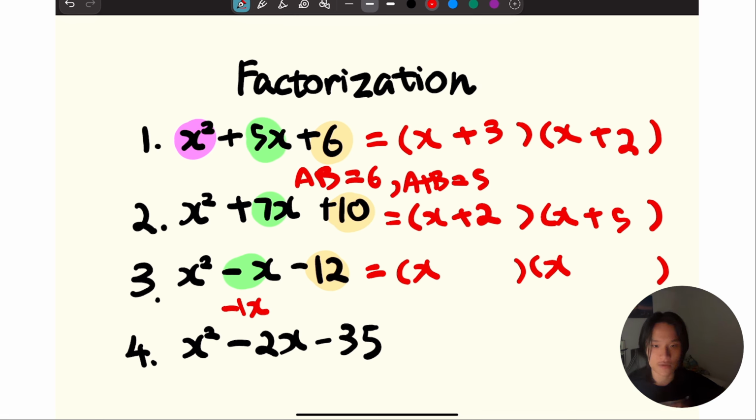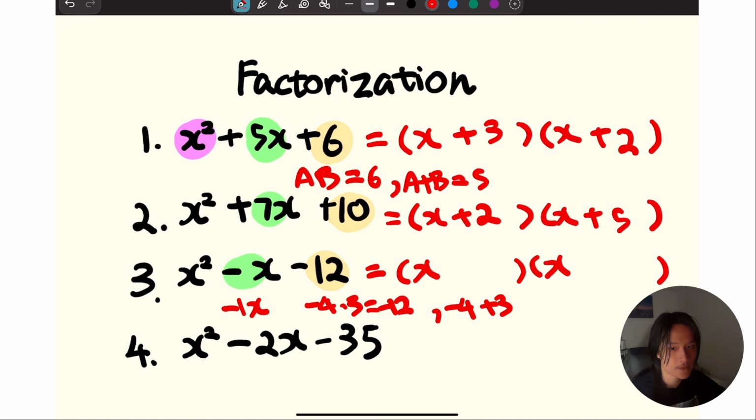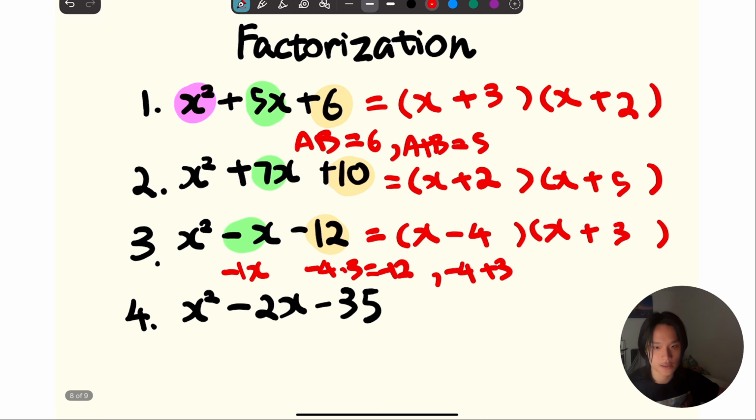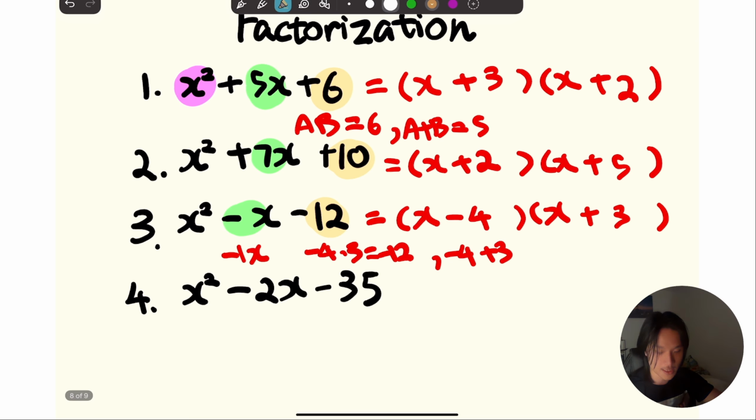So either we have 2 times 6 or 3 times 4. So I think we have minus 4 times 3, that is minus 12, and minus 4 plus 3, that is minus 1. So the factorization really is just x minus 4 multiplied by x plus 3. That is very good.